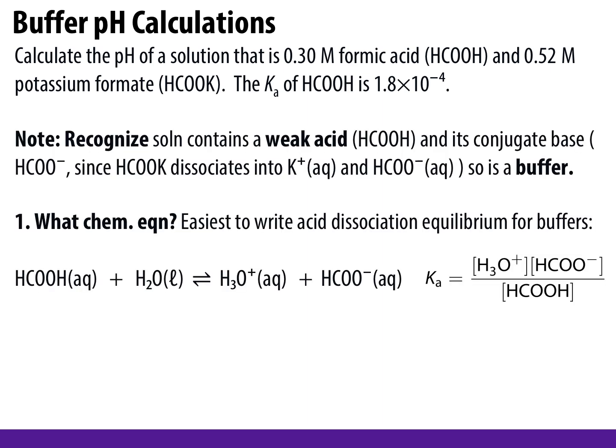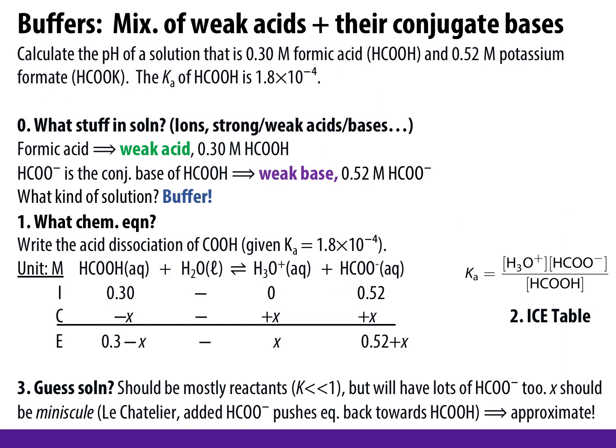Okay, first the ice table approach. So first thing we always need to do is recognize that it is a buffer. So formic acid is a weak acid. HCOOK contains the conjugate base, HCOO minus, so it is in fact a buffer. Whenever we're thinking about a buffer, we always just write the Ka reaction. In theory, you could write the Kb reaction too, but it's always just easier to write the Ka here. So this is the equilibrium. HCOOH reacts with water to form H3O plus and HCOO minus. K is equal to Q, shown here as well.